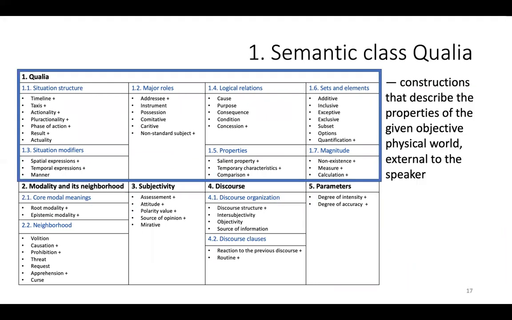The first and the largest class is called qualia. This term is borrowed from philosophy, where it refers to individual instances or forms of conscious experience. We use this term to name a large class of constructions that describe the properties of the objective physical world external to the speaker. Qualia has 7 subclasses termed situation structure, situation modifiers, major roles, logical relations, and other.